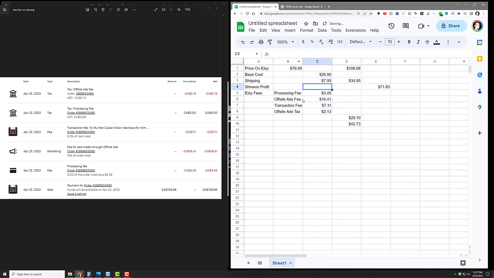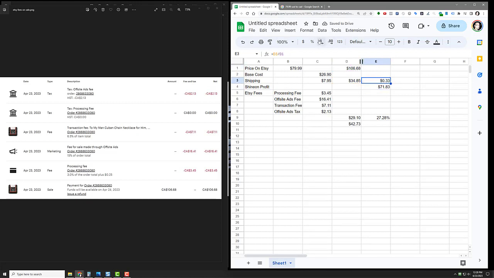But the thing is, the numbers that you're going to see over on Shineon's page don't reflect any of this. So this $29.10 represents about, let's see, that divided by what I made, and let's put that in percent. 27% of what I made went to Etsy fees. And then the base cost is going to be divided by what I made.